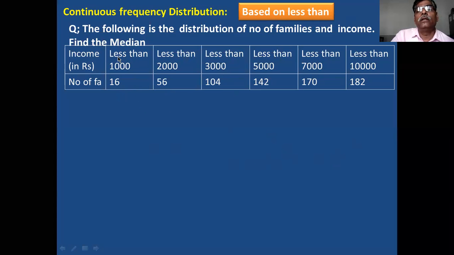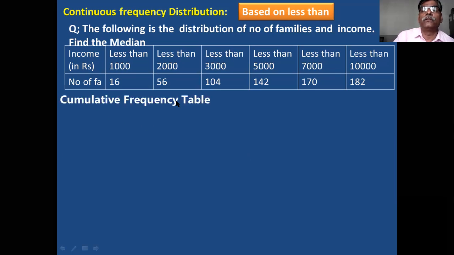You remember, in the less than frequency, the value given in the less than indicates the upper limit. Less than 1,000 means 1,000 is the upper limit. On this basis, 1,000, 2,000, 3,000, 5,000, 7,000, 10,000 are upper limits. You have to consider these as upper limits, then fix the lower limits. See here, the cumulative frequency table.